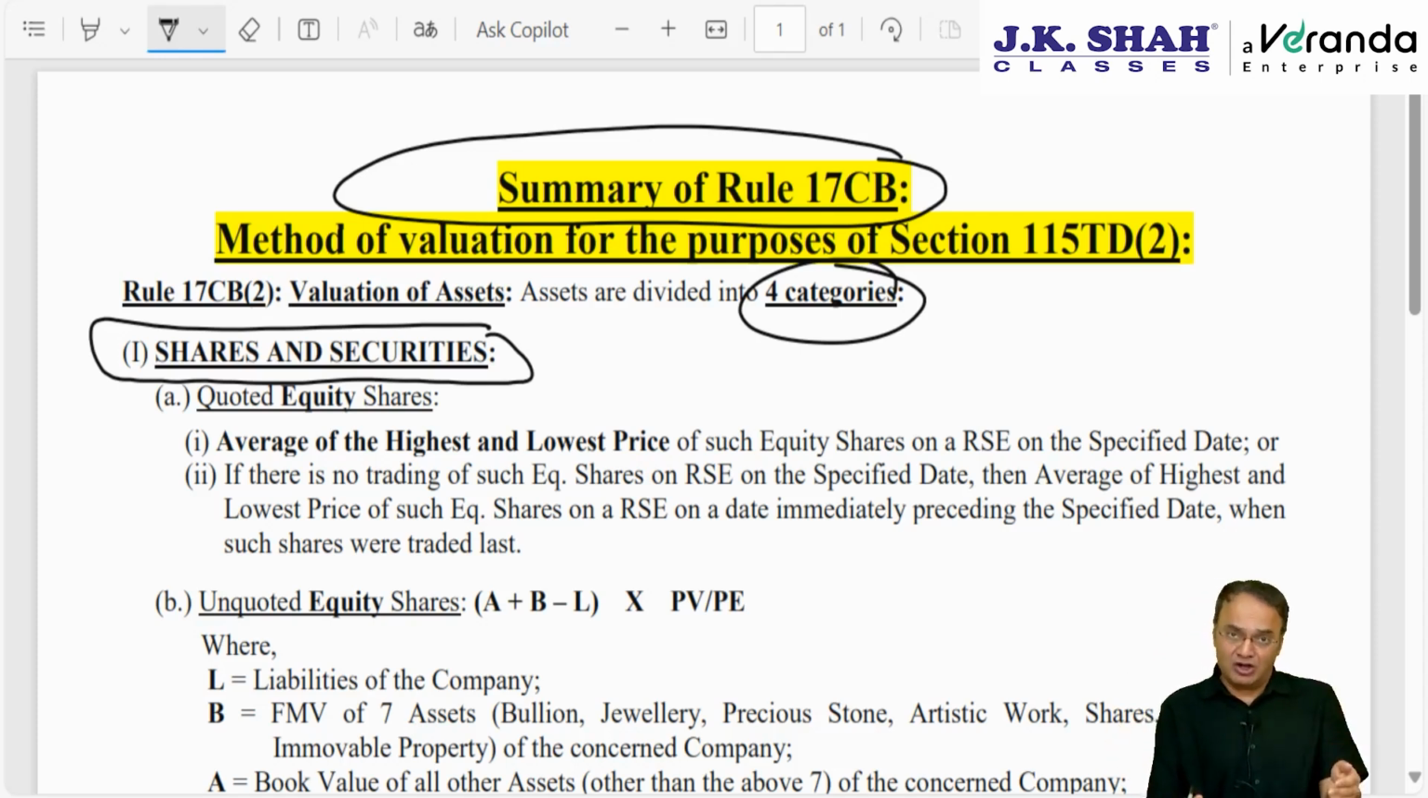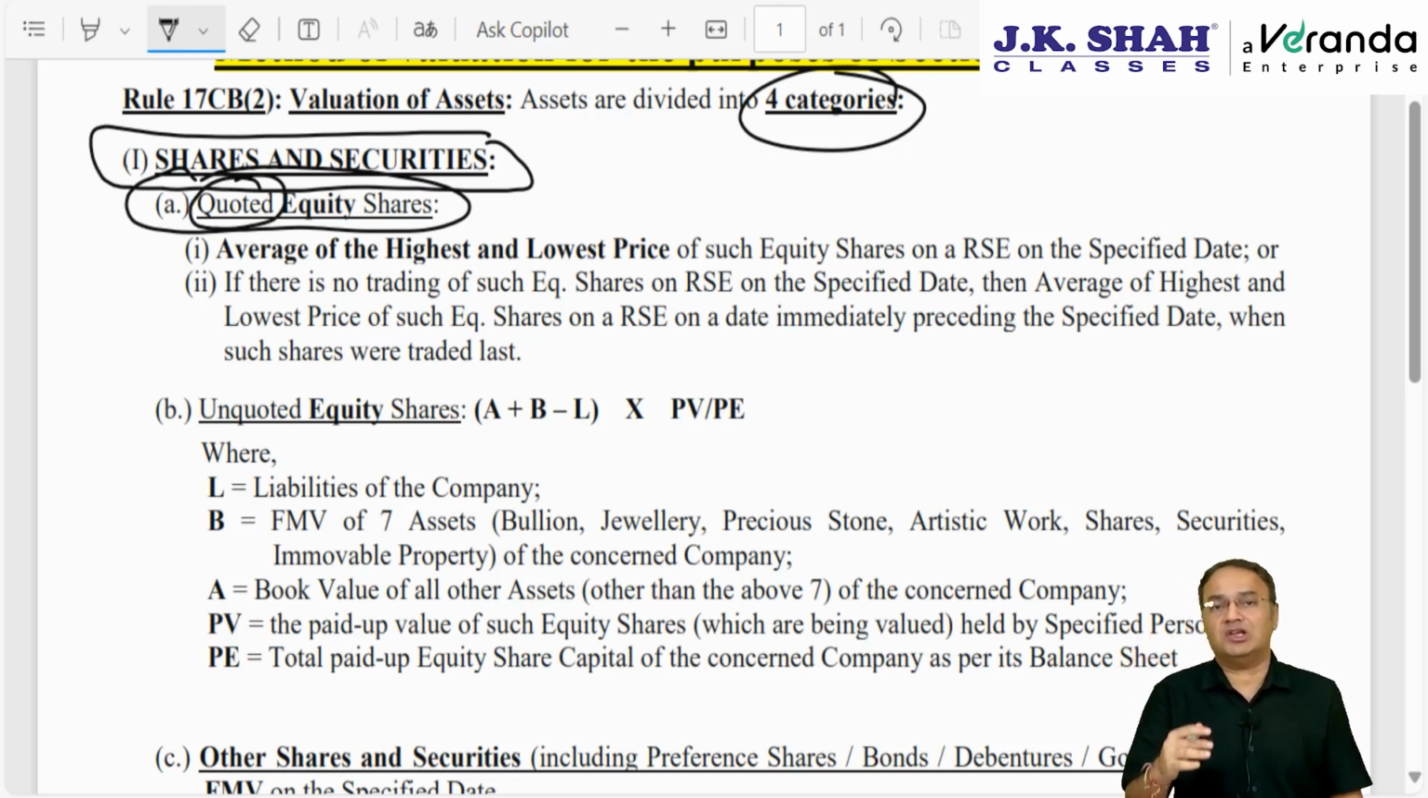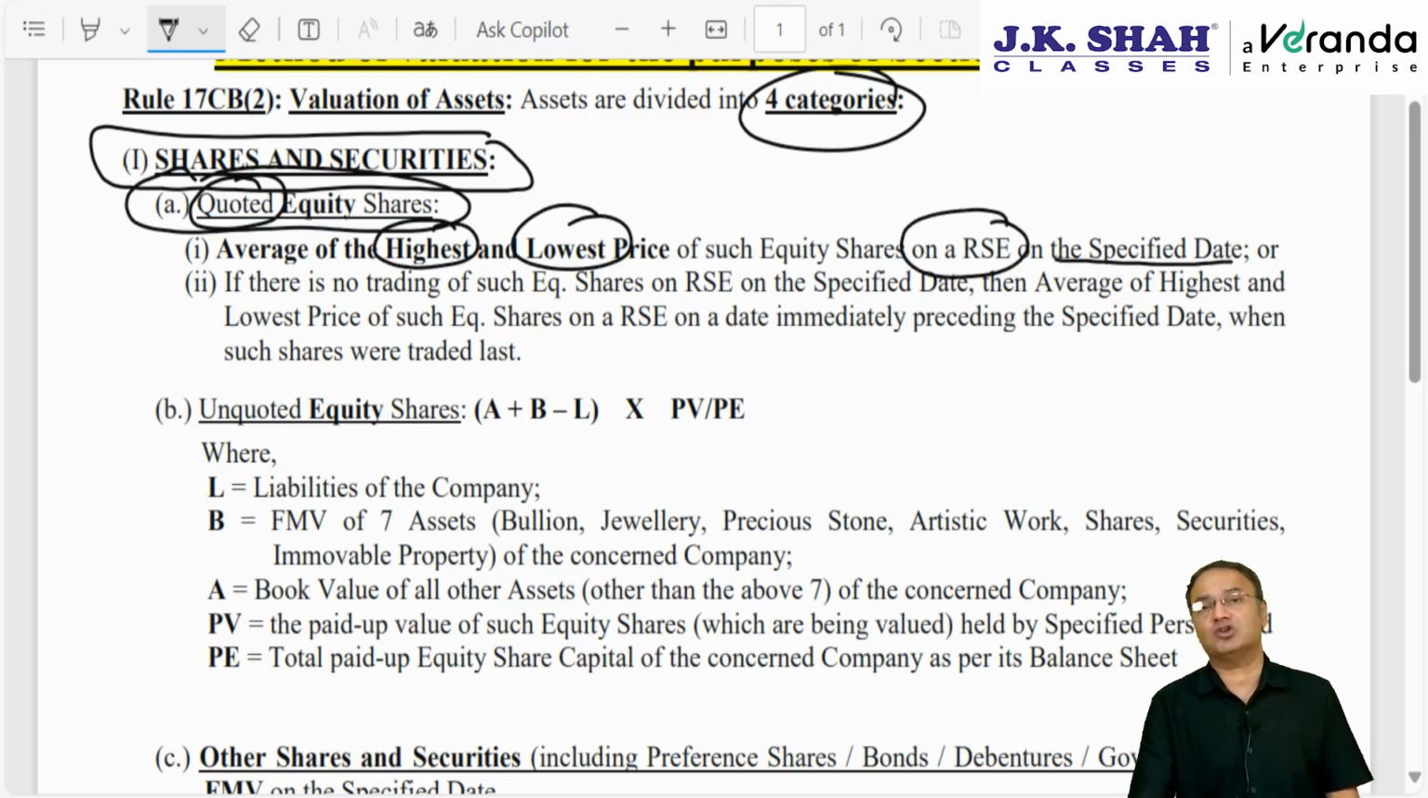Equity shares are again divided into 2 categories: quoted, unquoted. What do you mean by quoted? Quoted means quotation is available on a recognized stock exchange. That means regularly traded. For quoted equity shares, simply find out the market value on the recognized stock exchange as on the specified date. But on stock exchanges, there are two prices available, highest price and lowest price. What to do? Answer, take the average. Average of highest plus lowest divided by 2, that will give you the average, on a recognized stock exchange as on the specified date.